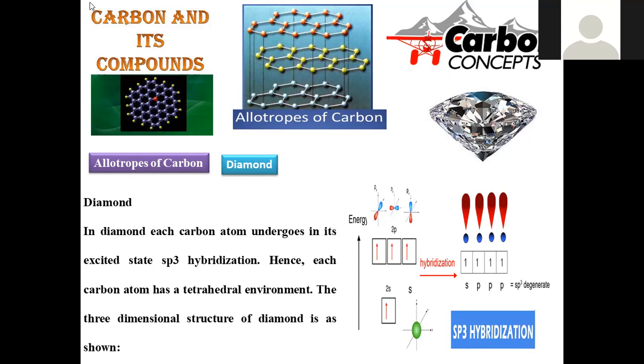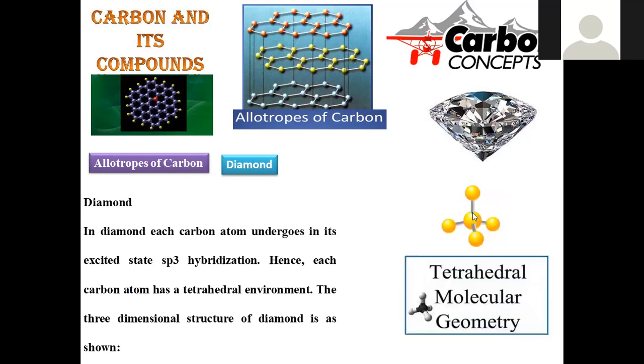So in diamond, all the carbon atoms are arranged in the tetrahedral geometry, so that it imparts a 3-dimensional network, which is very strong, and a cross-linked network is given by this extended covalent network bonding. In diamond, each carbon undergoes excited sp3 hybridization. Hence, the carbon atom has a tetrahedral environment, and the 3-dimensional structure of the diamond is shown here.